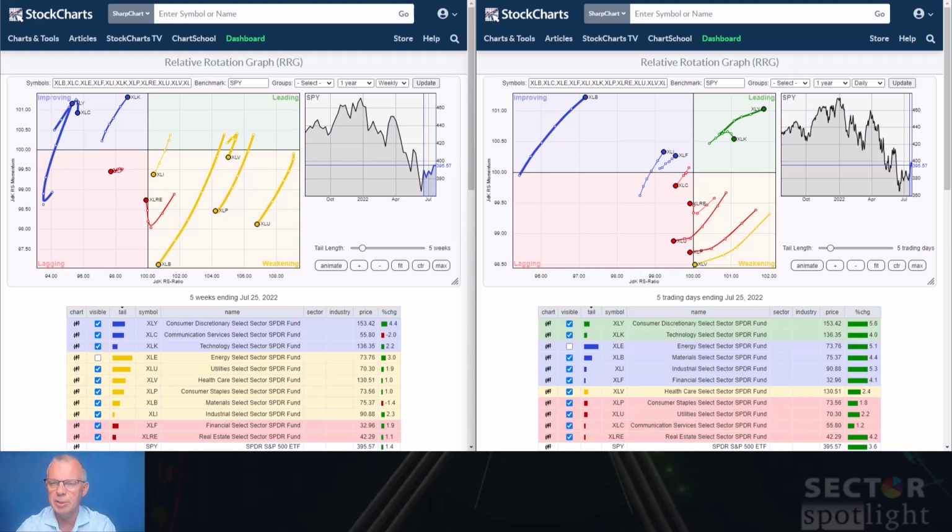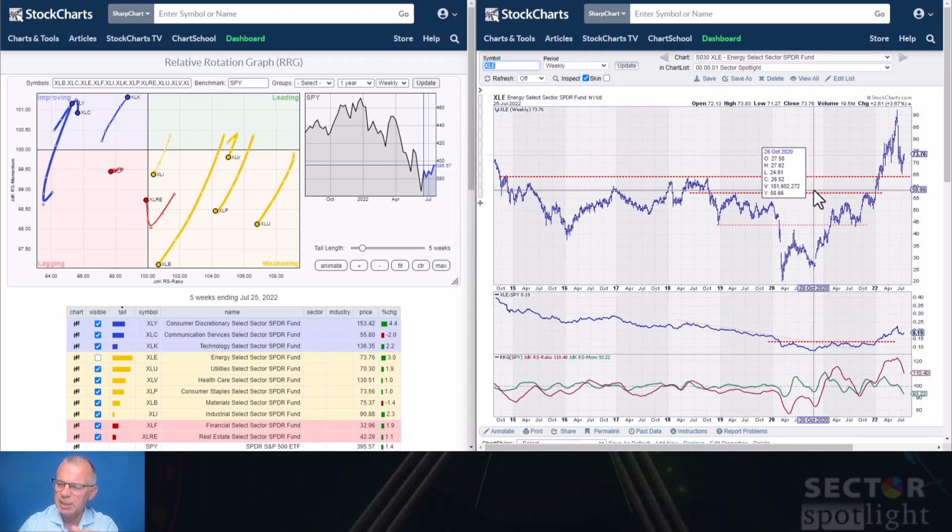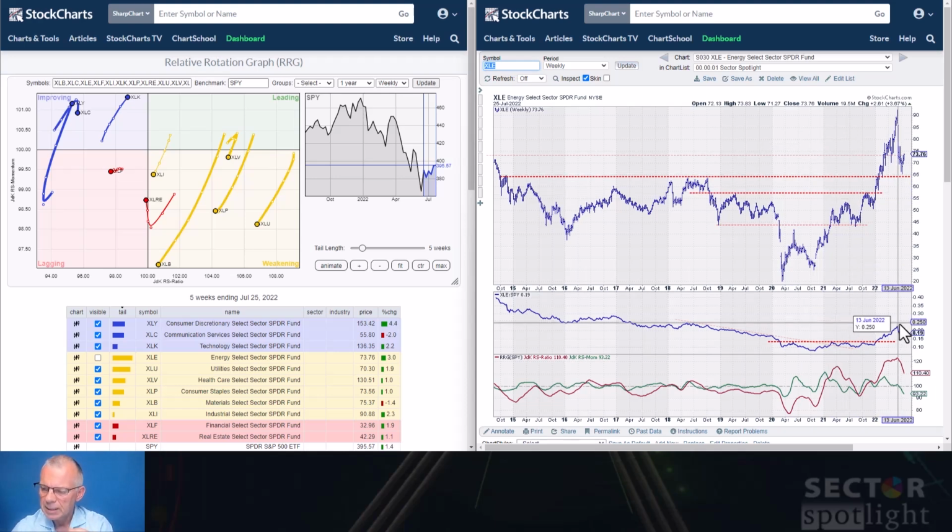Let's look at some individual charts. As I said, energy, the energy sector, we went through a sharp decline, but that old resistance level has now acted as support, and it seems to be working. And the turnaround here in relative strength is very visible, and it's about time that we need to start seeing an improvement in relative momentum.